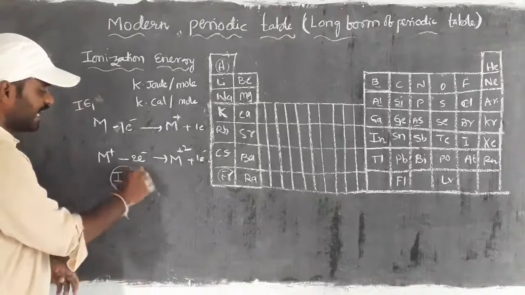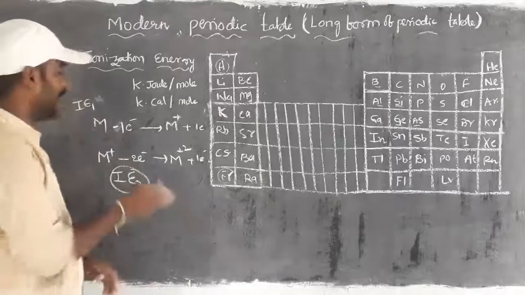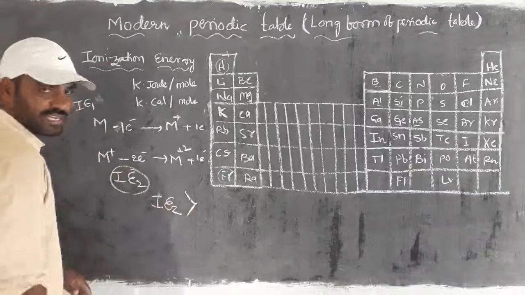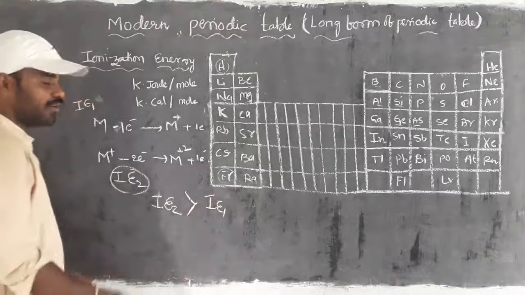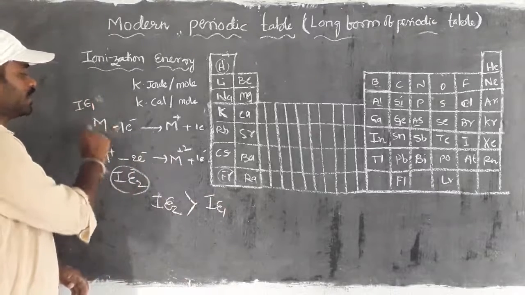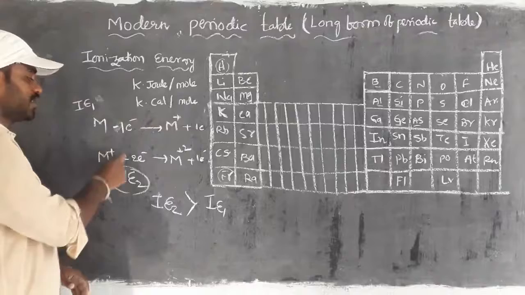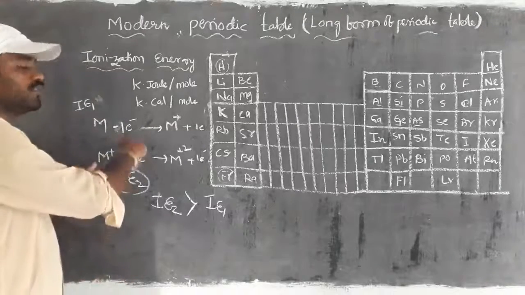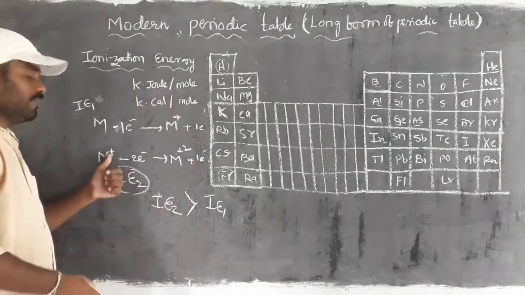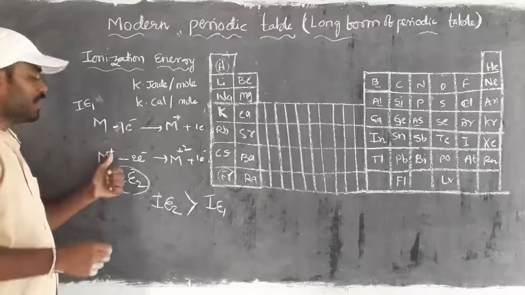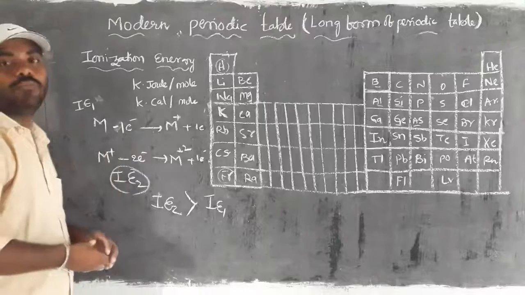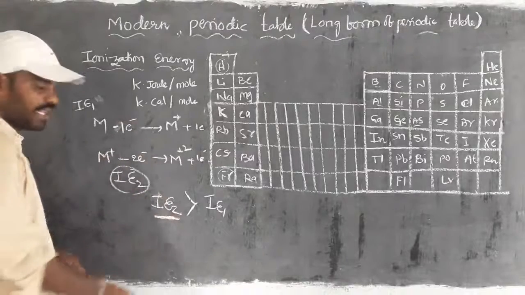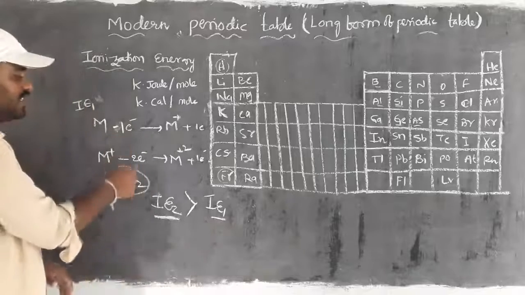The second ionization energy value is always more than the first ionization energy. We can write it like this: IE2 is always greater than IE1, because first ionization energy is based only on the neutral atom, but second ionization energy is from a positive species. To remove the second electron from a charged species, that too a positively charged one, we require more energy. So this is the reason why second ionization energy is more than first ionization energy.